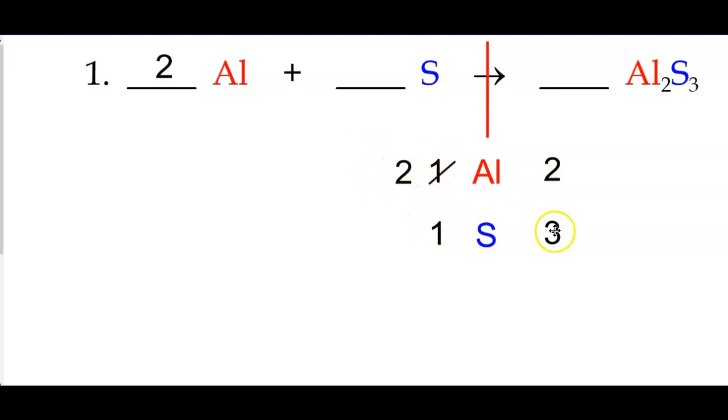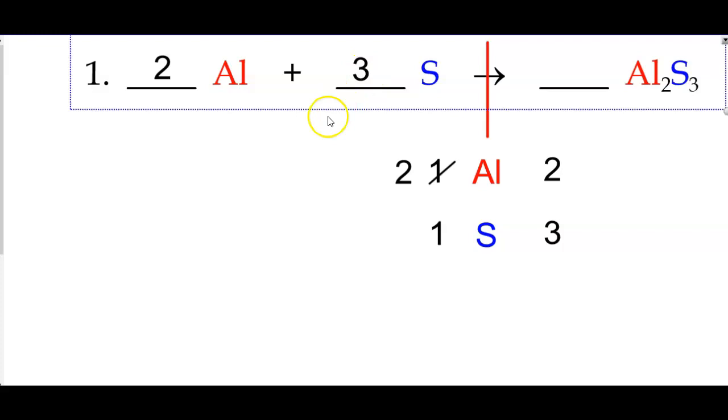Now I'll go down my list and look at sulfur next. I have 1 and 3. So what numbers would I multiply by to get them both to the higher number, the 3? What you're thinking about is what is the smallest number these 2 numbers have in common. I can get them both to a 3 by multiplying. We're always multiplying. So I'm going to put a 3 in front of the sulfur.